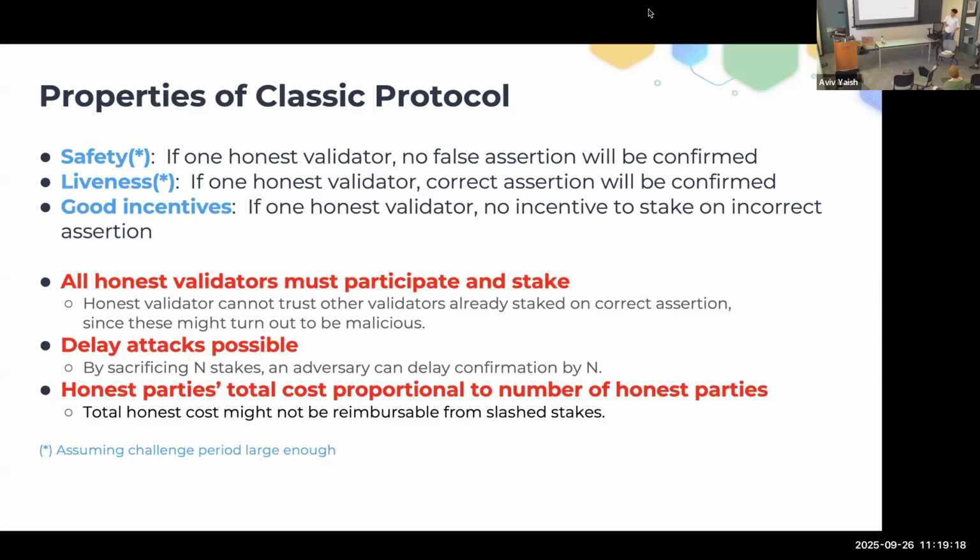Okay. And another problem here is that delay attacks are possible. I didn't say exactly how the games are orchestrated, in what order they are, but in some reasonable way to orchestrate the order of the matches in the tournament, you can show that if an adversary is willing to sacrifice n stakes, then they can delay the confirmation time of the protocol by a factor of n. The confirmation time is basically the time when the single winner is identified.